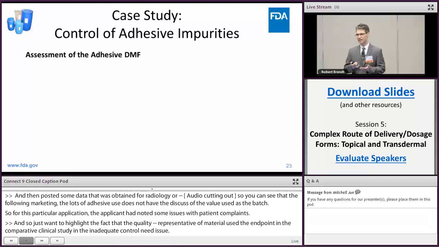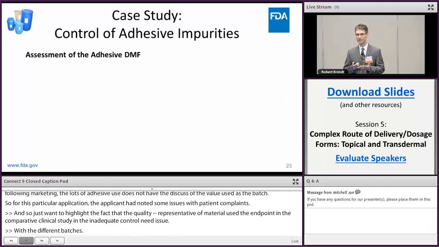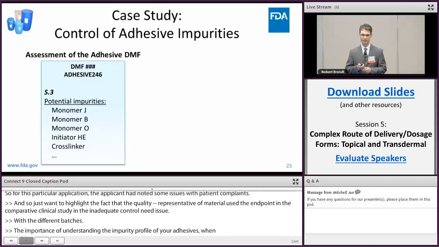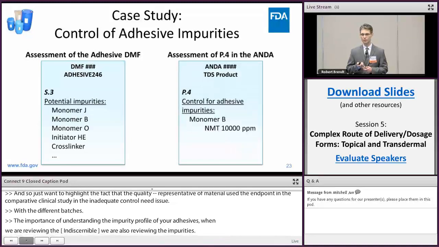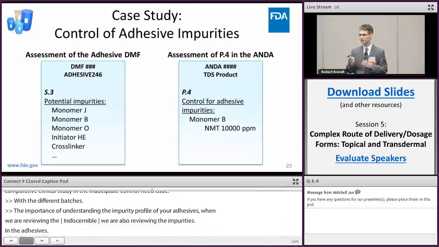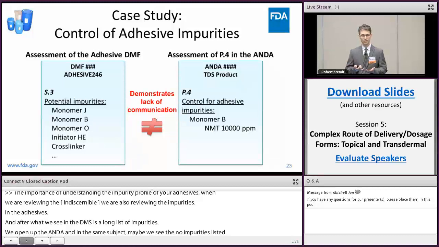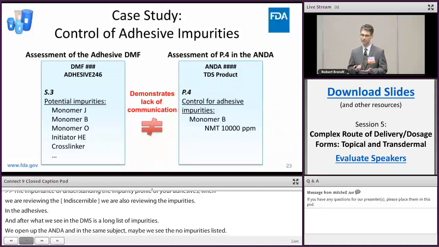I also want to highlight the importance of understanding the impurity profile of your adhesives. When we're reviewing the ANDA for a TDS, we're also reviewing any reference DMFs for the adhesives, including the impurities that are present in those adhesives. And what we often see in those DMFs is a long list of potential impurities, including monomers, initiators, and cross-linkers. But when we open up the ANDA and look at the same subject, we maybe see no impurities listed. And so this demonstrates a lack of communication between the supplier and the ANDA applicant, and it leads to additional information request letters and deficiency letters that could be avoided if that communication existed before submission of the ANDA.